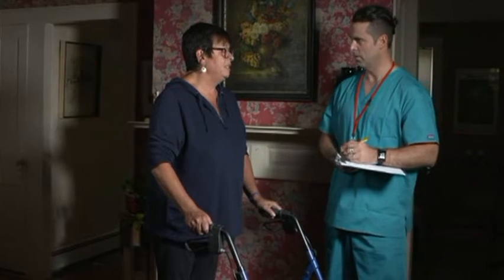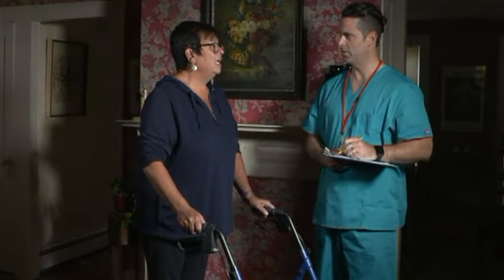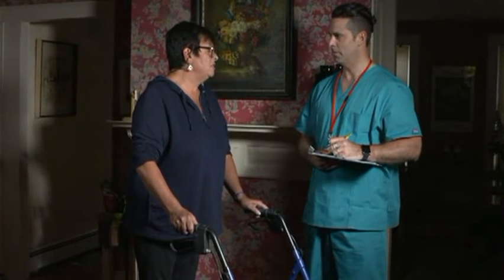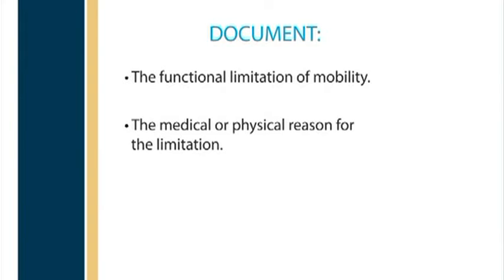To protect yourself from any potential liability issues, be sure to clearly document the following when providing information regarding Medicare eligibility. The functional limitation that restricts the patient's mobility. This is an objective but broad description of the patient's limitation which correlates to functional limitations. The medical or physical reason for the limitations. The patient must be homebound because of the effects of an illness or injury.